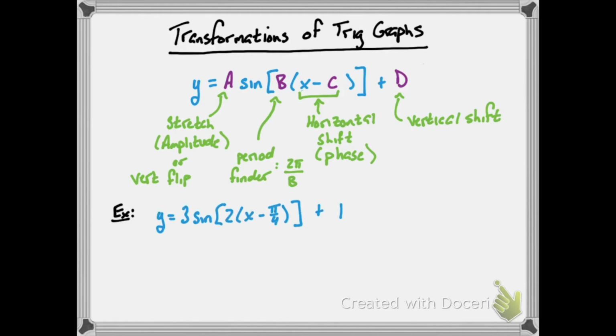In this example below, we can identify all the transformations. The amplitude of this sine function would be 3. Doesn't matter if this 3 is negative or positive, we still say the amplitude is 3. The vertical shift happens at the end. This would be an up 1 vertical shift.